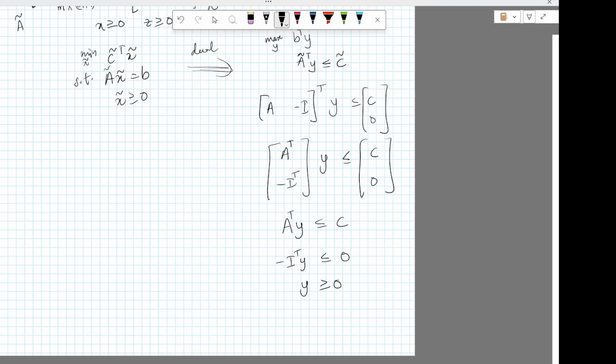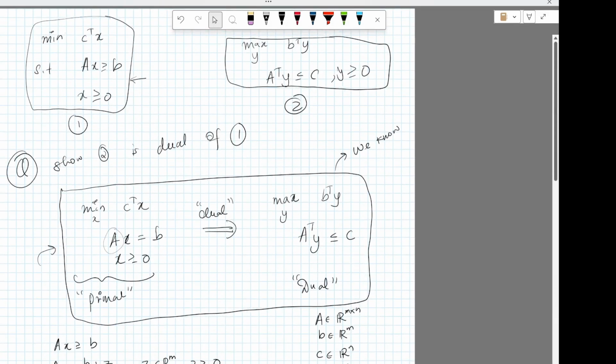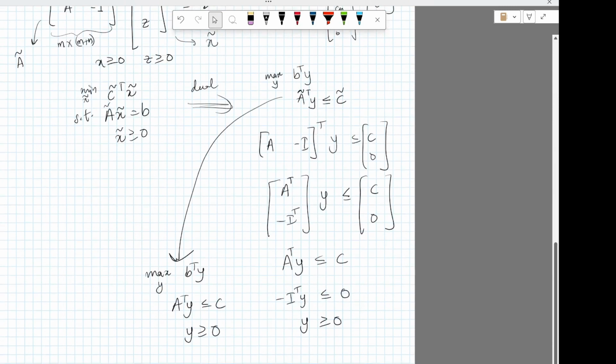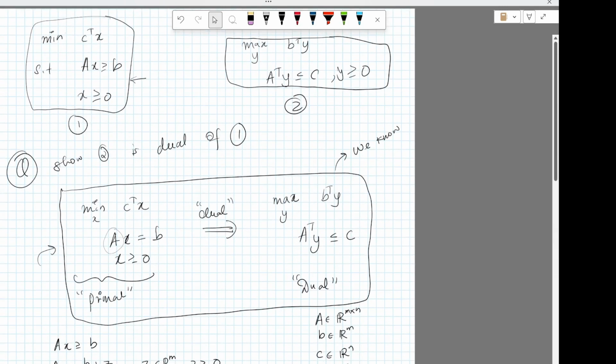So that means my optimization problem is maximize b transpose y over y, with A transpose y less than or equal to c and y greater than or equal to 0, which is the same as the second, right? So this is the dual for this problem with inequality constraints. Okay, yeah, so that's all we're going to discuss. Thanks.